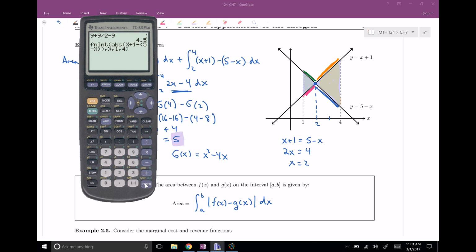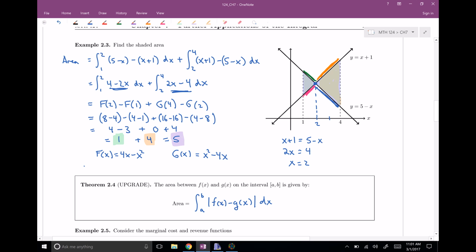Hit enter, and if things work out correctly, we'll see the number 5. Okay, so it's a little bit off. Again, the calculator is approximating these things, but very, very close to 5, right? So our actual answer is 5. Our way is a little bit better, actually, than what the calculator is doing here. Okay, so this is, again, a nice way that we can use our calculator to check our work.